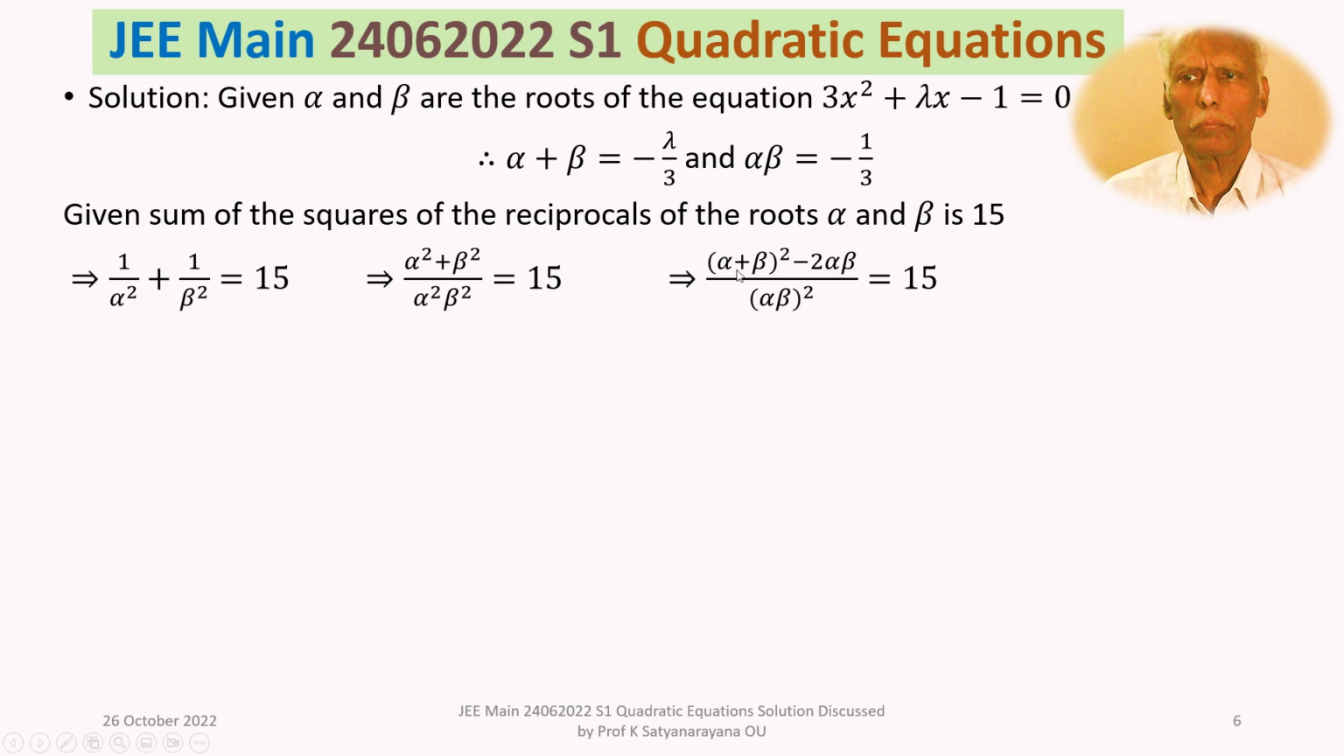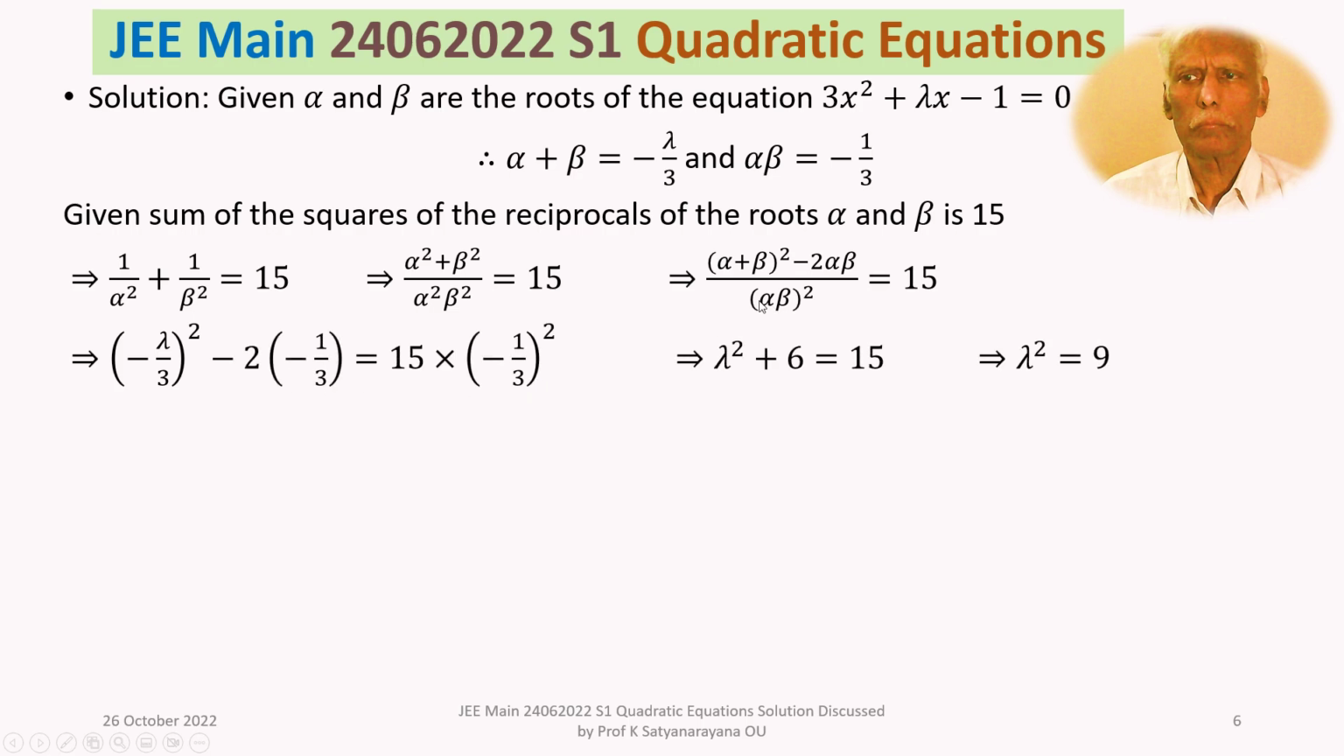So now writing down, for alpha plus beta minus lambda by 3, for alpha beta minus 1 by 3, we get, and we have sent this alpha beta whole square to this side. That will be 15 times alpha beta whole square, that is 15 times minus 1 by 3, and alpha plus beta whole square, minus lambda by 3 whole square, minus 2 times alpha beta, minus 1 by 3. When simplified, you will get lambda square plus 6 is equal to 15, and that will imply lambda square is equal to 9.